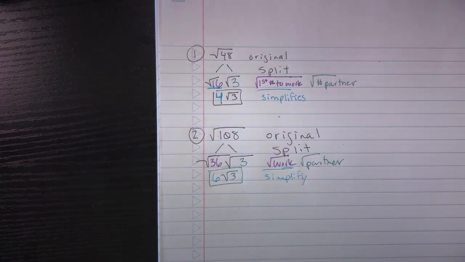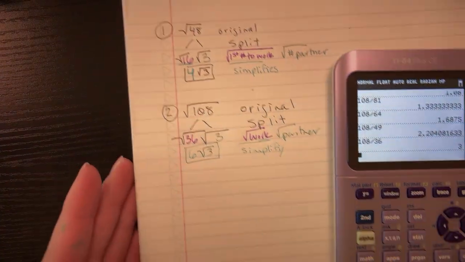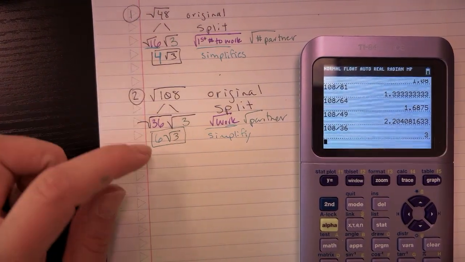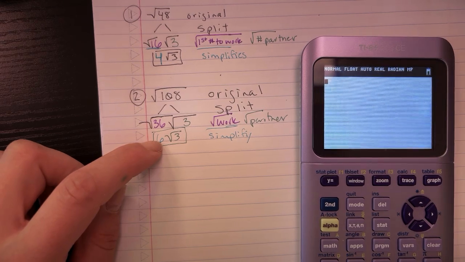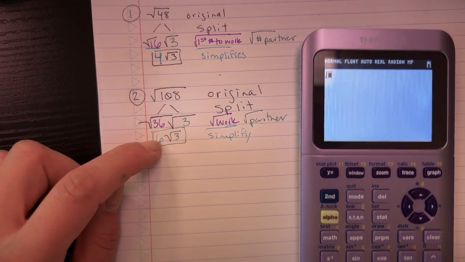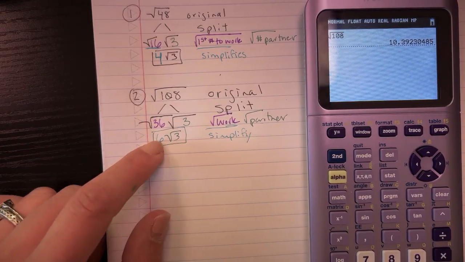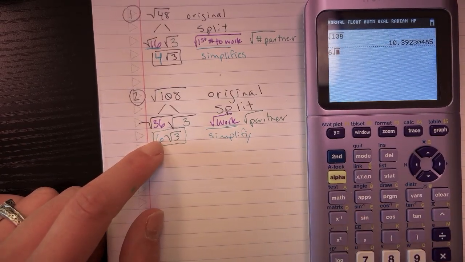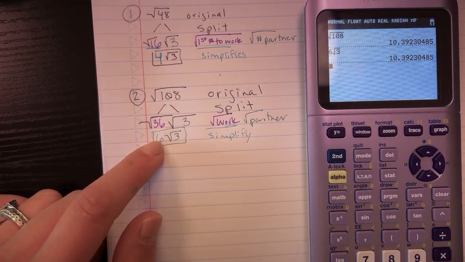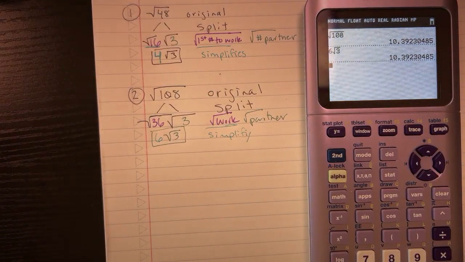Best practice, that makes you the super genius that you are, is you check to make sure the original and your final answer match. So, square root 108 gets me this weird decimal. 6 square root 3 has a match. That means we did great.